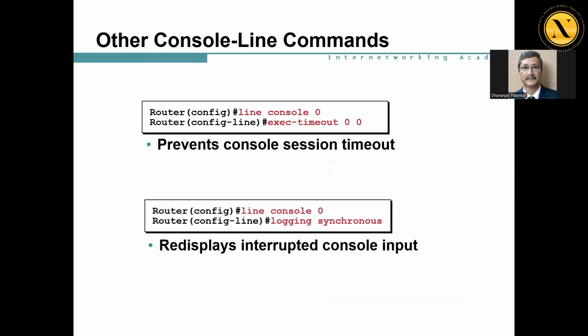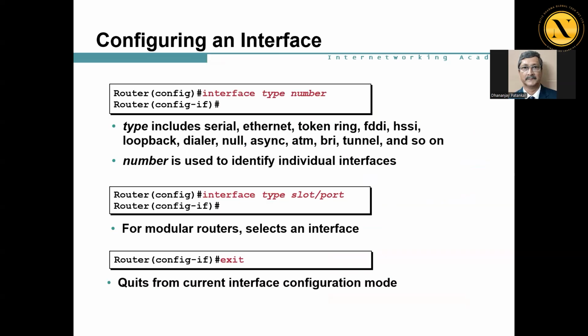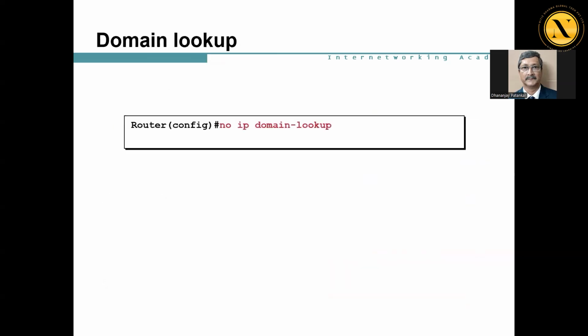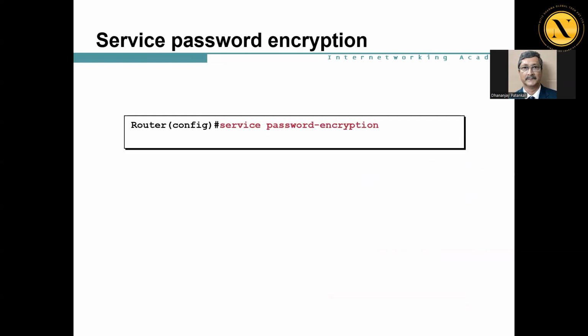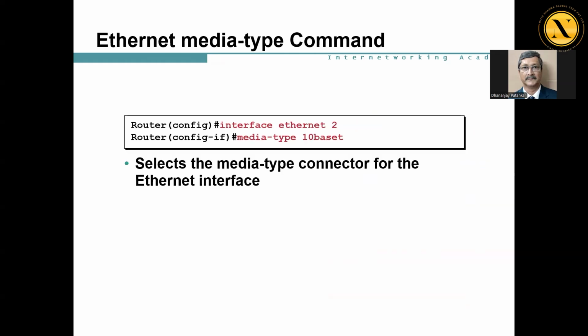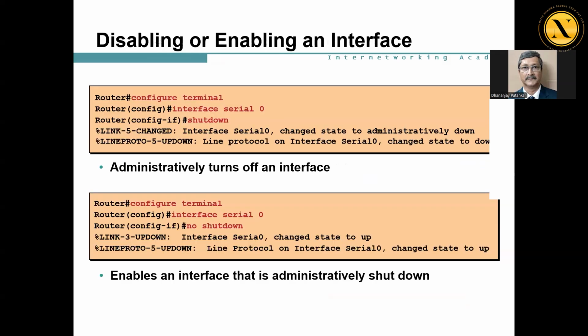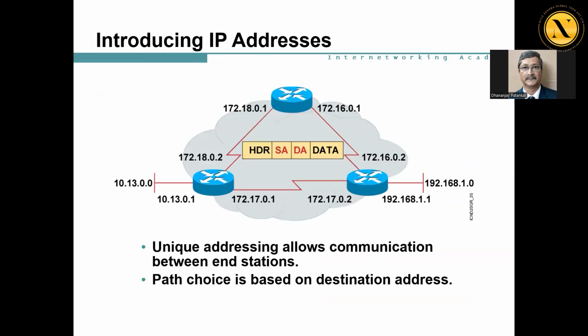Right, console, exec-timeout 0 0, logging synchronous, interface gigabit 0/0/0, whatever. No shut and IP address, right? This was the command to encrypt the other passwords, right? Apart from enable secret, like the console, auxiliary, telnet, line and enable password. And this is not required. This is the old one. Serial port, we are not doing anything. We are not using serial ports today, right?